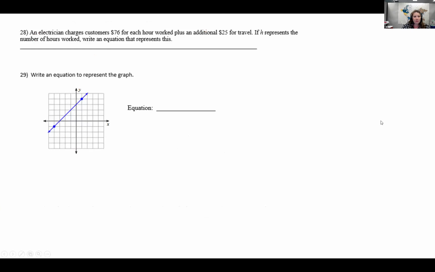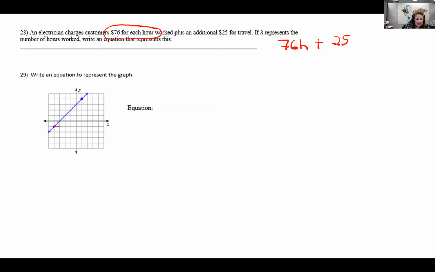An electrician charges customers $76 for each hour worked plus an additional $25 for travel. If H represents the number of hours worked, write an equation that represents this. So 76 for each hour. How many hours can he work? That's up to him. But basically his money is $76 times the number of hours he works plus his $25 fee for travel. That's it. So write an equation.